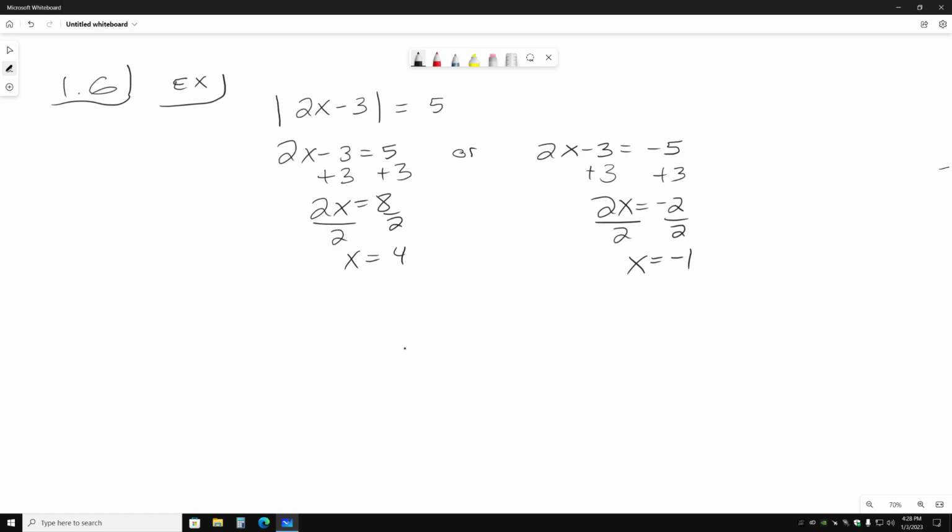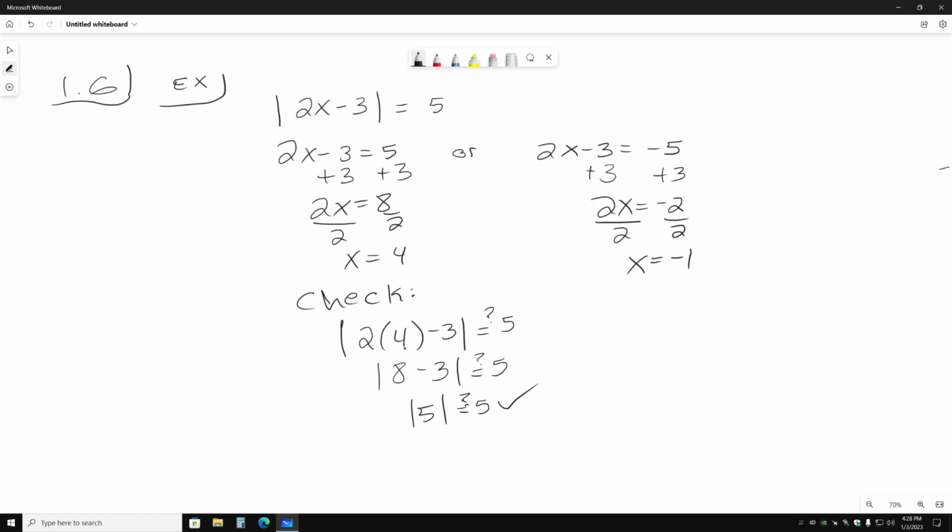And we do a quick check again, which gives us the absolute value of 2 times 4 minus 3. We want to see if that's equal to 5. So we get the absolute value of 8 minus 3. We're checking, is that equal to 5? The absolute value of 8 minus 3 is equal to the absolute value of 5, which means this did check out.